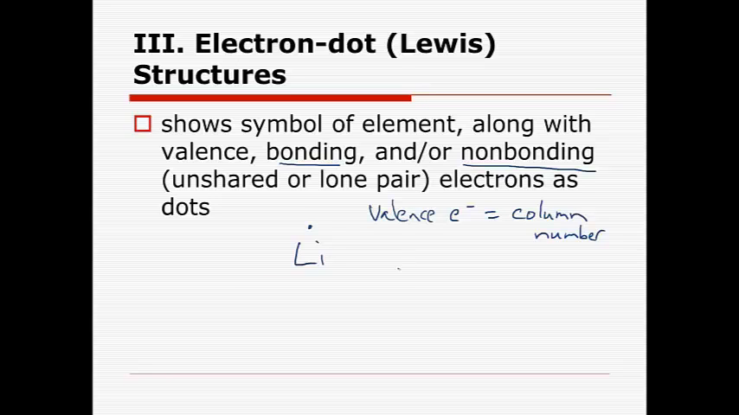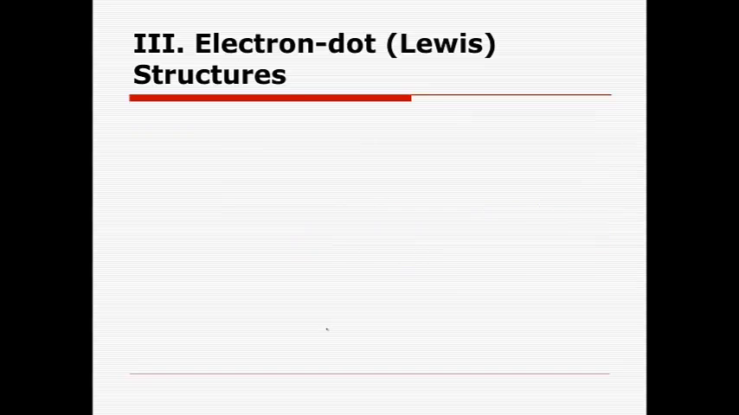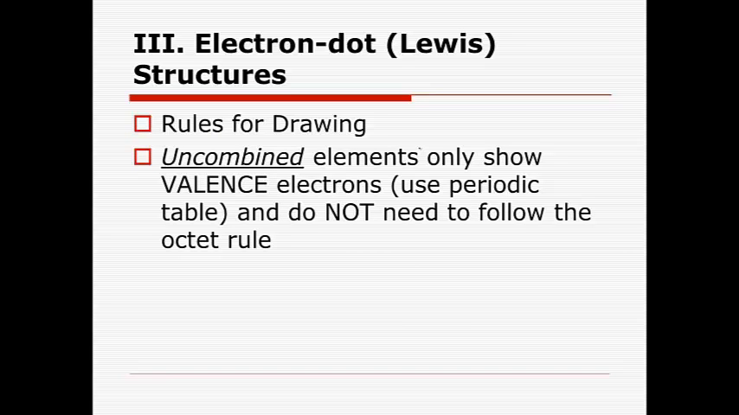Fluorine is in column 7, so that means it has 7 valence electrons. So you'd be going 1, 2, 3, 4, 5, 6, 7. Try not to put more than 2 electrons per side. Rules for drawing Lewis structures. Any uncombined element, all you do is show the number of valence electrons. Use the periodic table, and again, you just look at the column numbers. And they do not need to follow the octet rule, because the octet rule basically works for when they're making compounds. Here they're talking about pure elements.